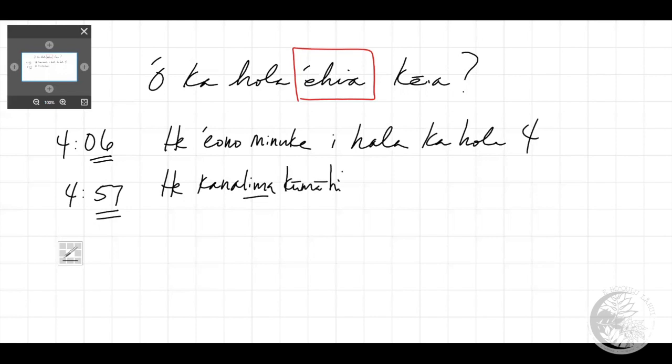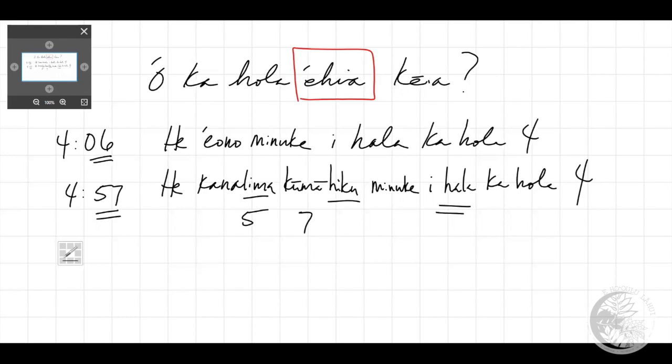57 minutes past, the same way. Or 57 minutes past 4 o'clock. Another way to express this, which is often expressed, is to say, of course, that this is 3 minutes remaining before 5 o'clock. 3 minutes.